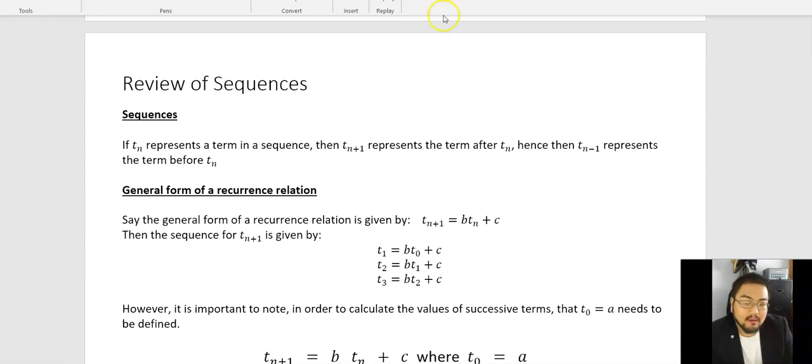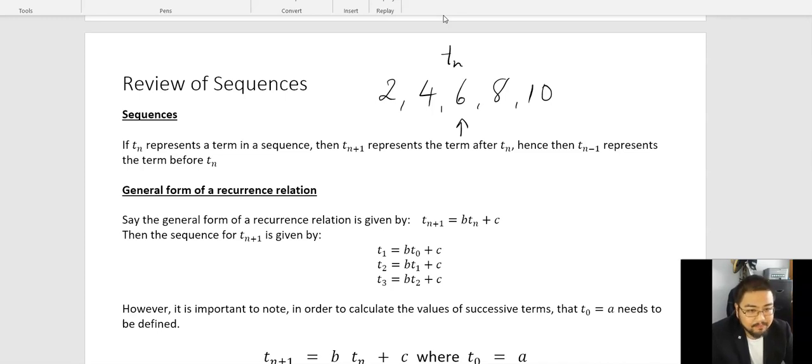So if Tn represents a term in a sequence, then Tn plus 1 represents the term after Tn, hence Tn minus 1 represents the term before Tn. So when we're talking about a sequence, we've got, for example, let's say even numbers: 2, 4, 6, 8, 10. And if I asked you, our starting point was 6, right? This is what we could call Tn.